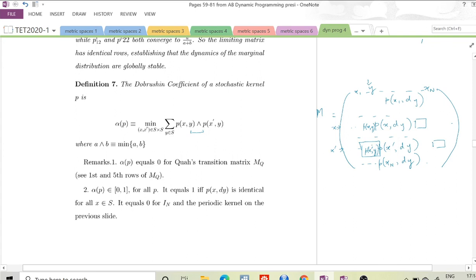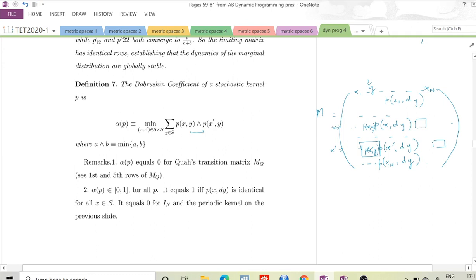So you can see that when you add up the minimum of all these numbers, you're going to get something less than or equal to 1, right? And you're going to get something greater than or equal to 0. So you do this for every pair of states. You have a number corresponding to every pair of states. And then you take the smallest of those numbers. That's my alpha of P.